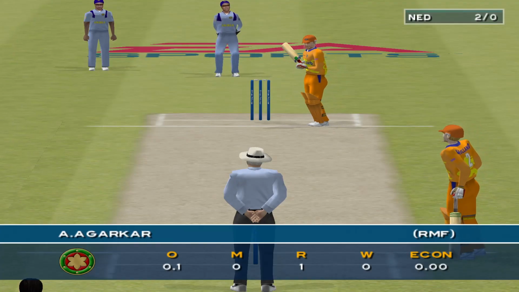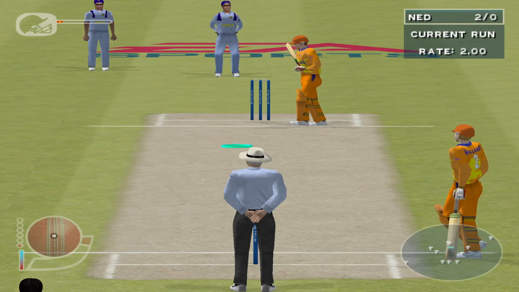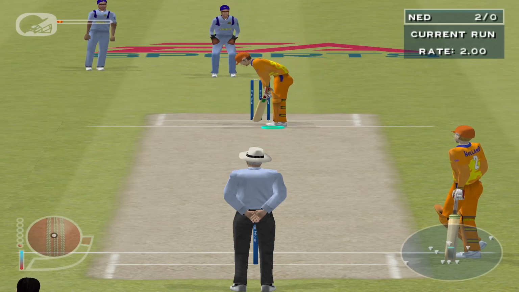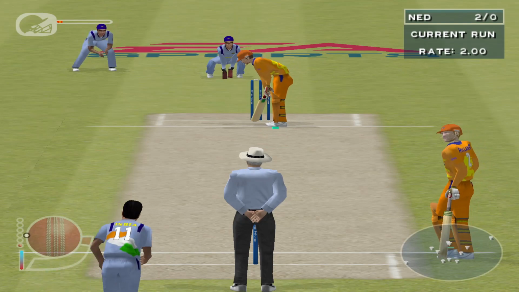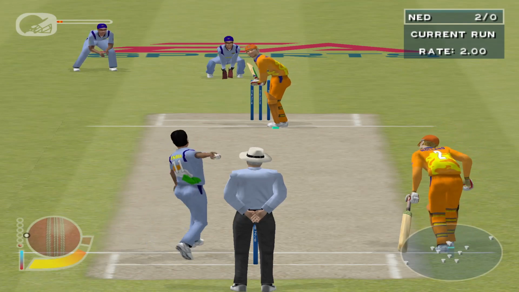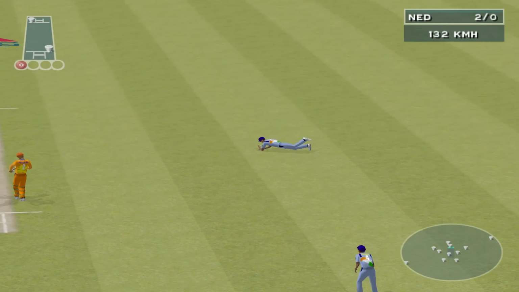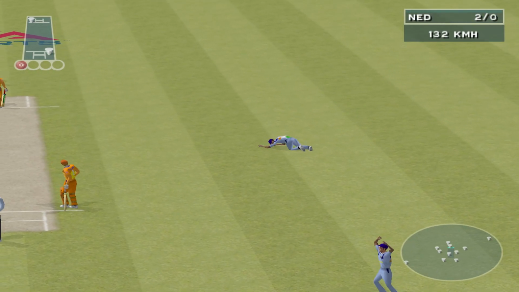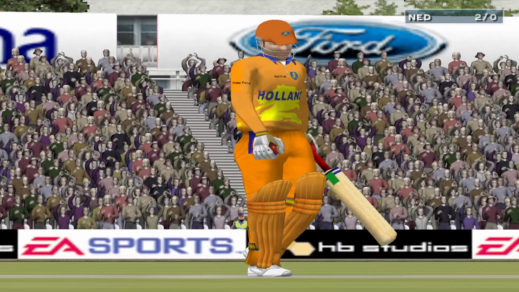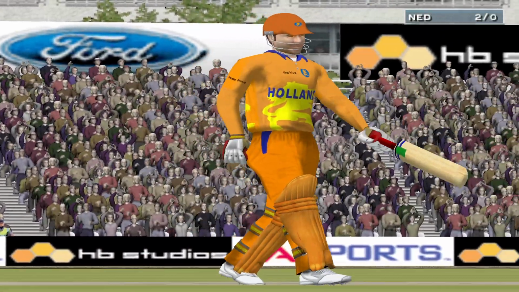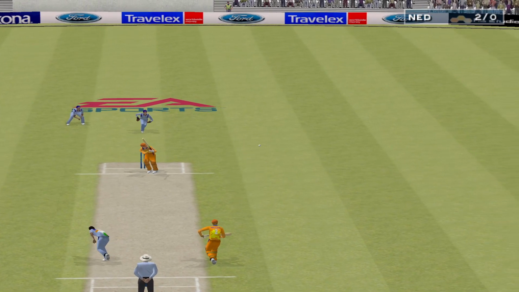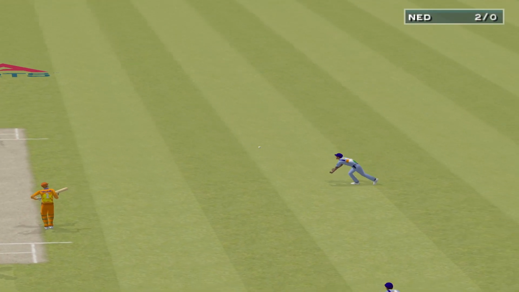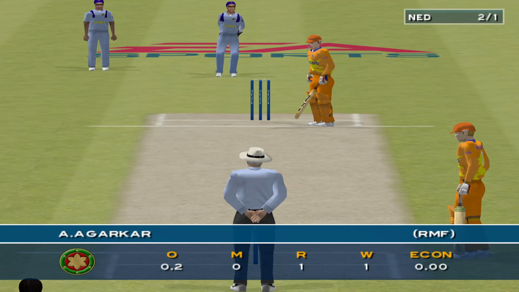Kloppenburg facing. Out! That's the early wicket they were looking for. Now they need to keep the pressure on. Agaka gets his first wicket. This was the end of the innings for Kloppenburg. Kloppenburg goes for only one.